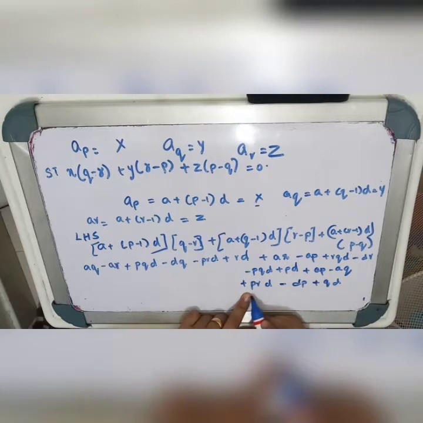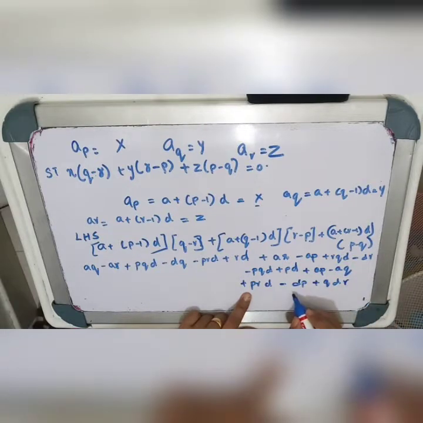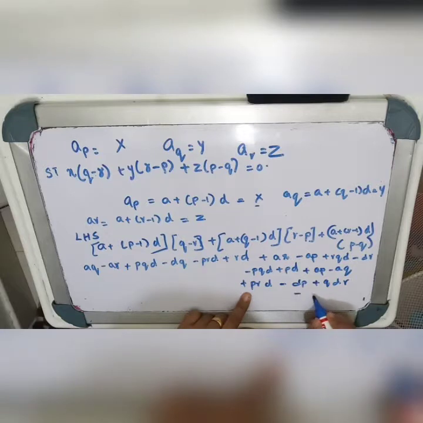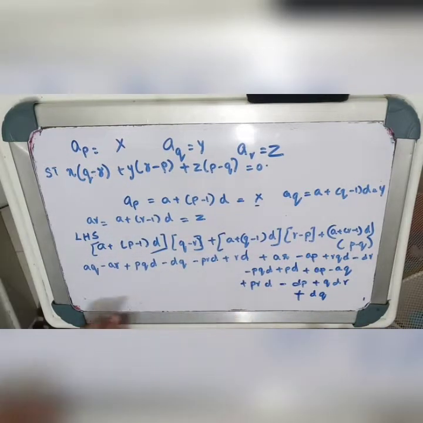AP minus AQ plus PRT minus RTQ minus DP minus DQ plus DQ plus DQ. So when we open the brackets, this is what we get.